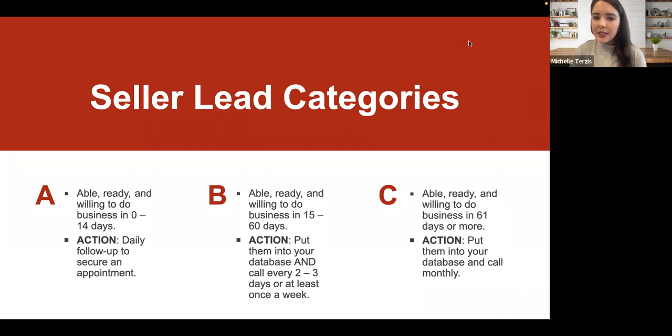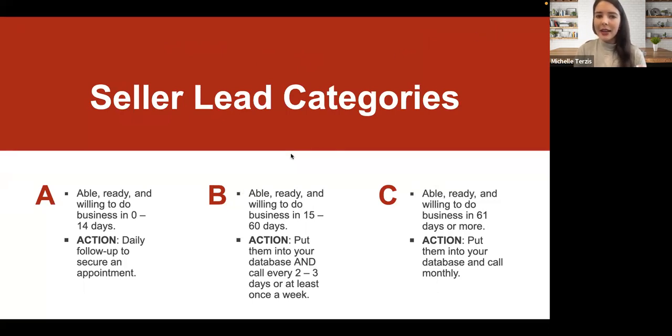The B sellers are someone who's willing, able, and ready in 15 to 60 days. You're likely going to want to follow up with these people every 2 to 3 days. And your C is someone who's going to do business in 61 plus days. You'll probably put them in your database and follow up with them monthly.